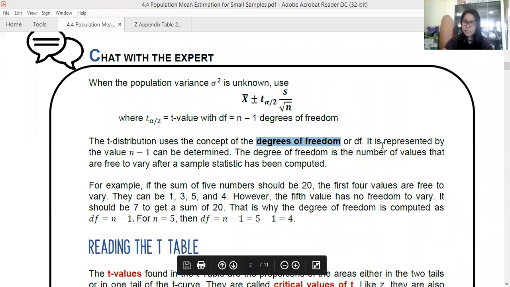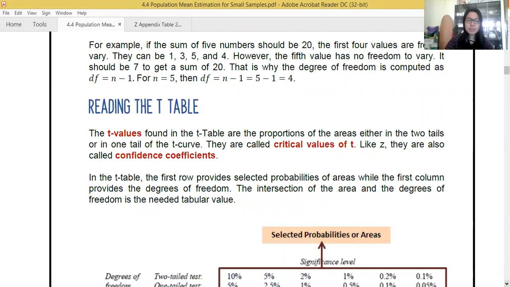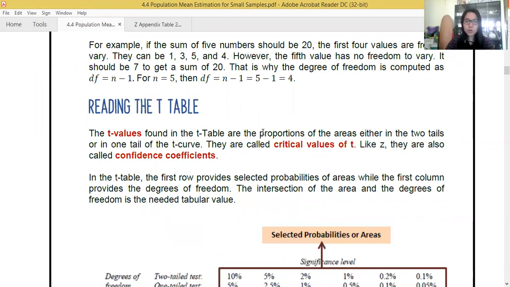Now, how will we use the degree of freedom in the t-table? Again, I placed a t-table in the Telegram, so I hope you've downloaded it. The t-values found in the t-table can be for one tail or for two tails. These are called critical values of t. It looks very similar to the z-values. We call them confidence coefficients.